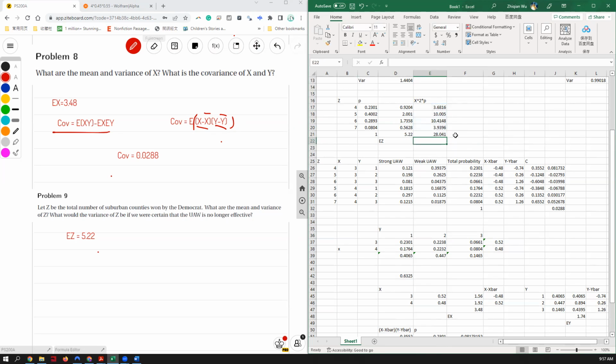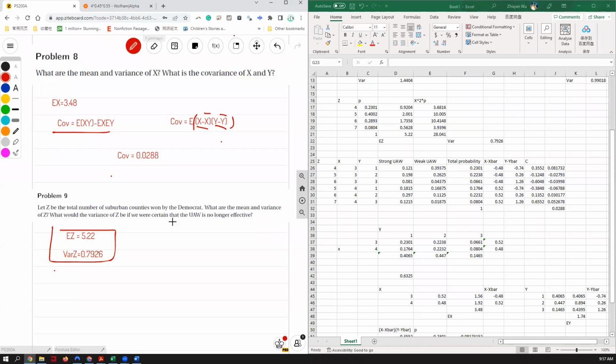All right, so this is the E[X squared]. Now I want the variance to be equal to this number minus this number squared, right? And that's my variance. Okay, so the variance of Z equals 0.7926.